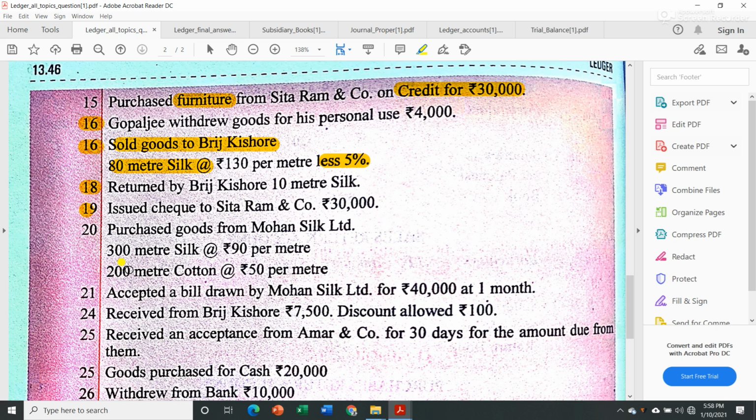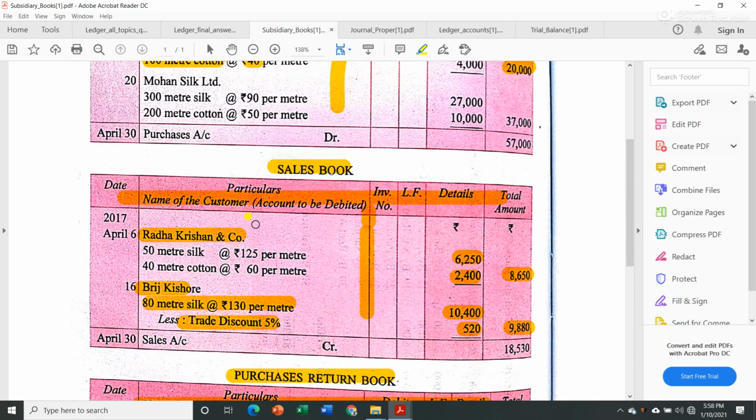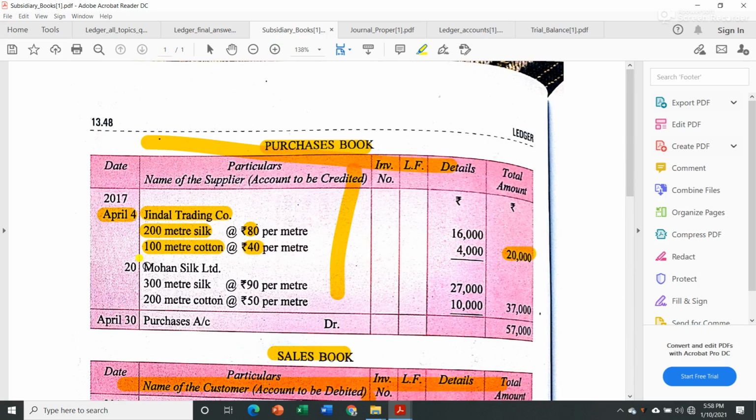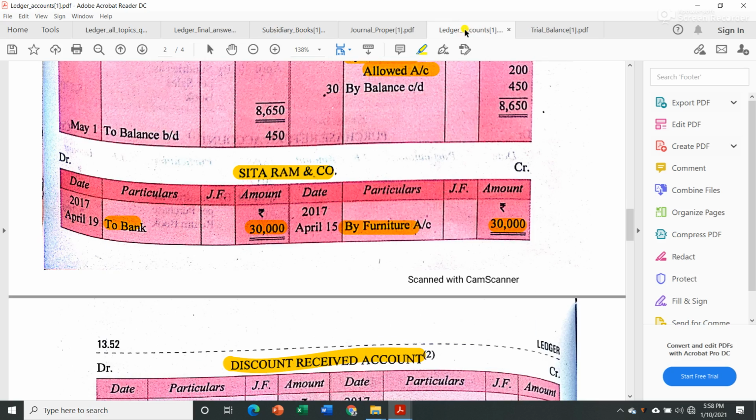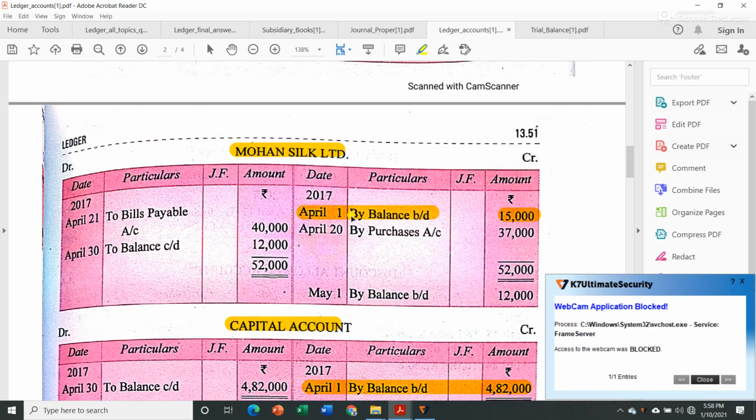Okay, now let us see the next transaction on April 20, purchase goods from Mohan Silk Limited. Now this will go to the purchases book. Now where is the purchase book? Mohan Silk Limited. Altogether we have 37,000. Now in Mohan Silk Limited account in the ledger we have to make an entry. Here Mohan Silk, and here we will write by purchases rupees 37,000.